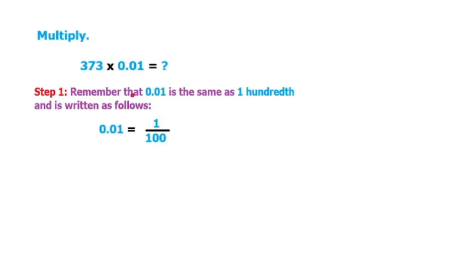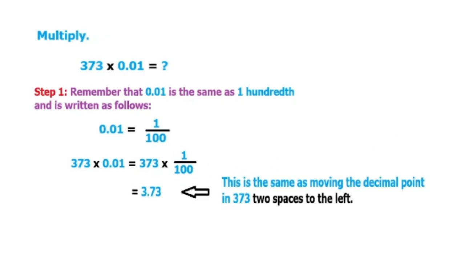So step 1, remember that 0.01 is the same as 100th, and it is written as follows. 0.01 is equal to 1 over 100. So now if we rewrite this, instead of putting 0.01 here, we're going to put in 1 over 100. So this is the same as having 3.73. It's basically moving the decimal point in 373 two spaces to the left.